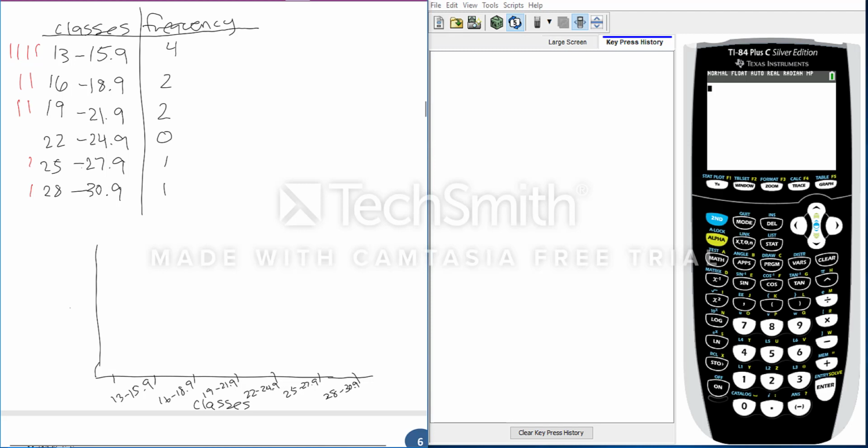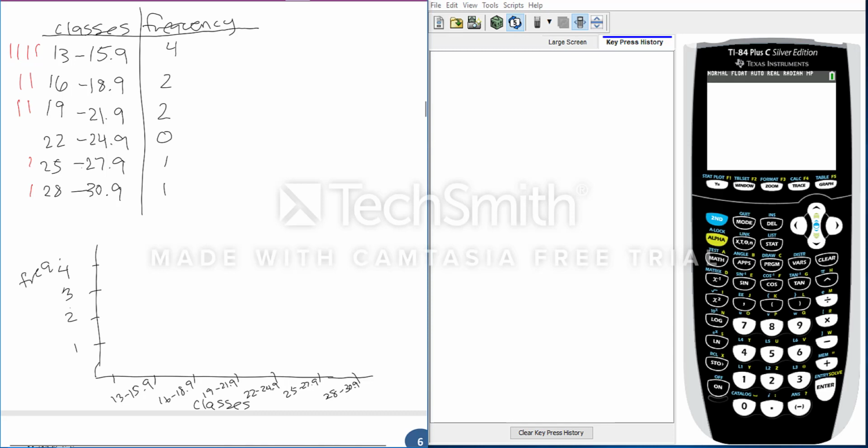Then for the y-axis, find the highest frequency. The highest frequency is a 4, and come up with a scale based on that highest frequency. So I'm going to go by ones, and then I'm going to end at 4. So the y-axis again is the frequency.